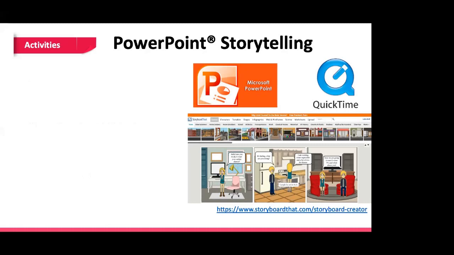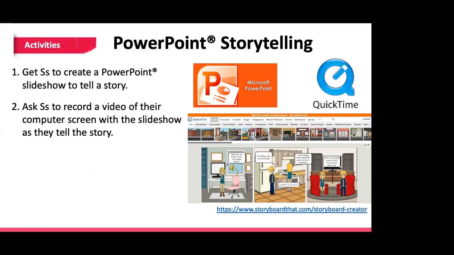Then the PowerPoint storytelling. Okay, those who know me, you know that I'm a fan of storytelling. So how to create PowerPoint storytelling? We are going to get students to create a PowerPoint slideshow to tell a story. What students need to do is we need to ask students to record a video of their computer screen with a slideshow as they tell the story.